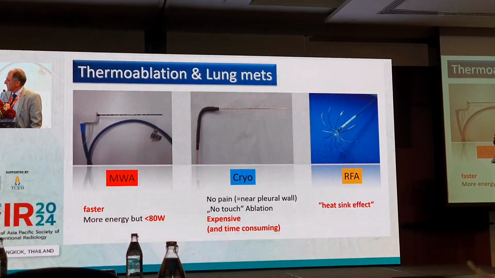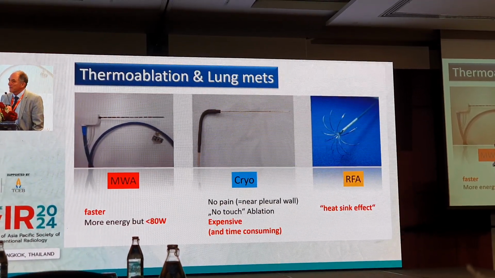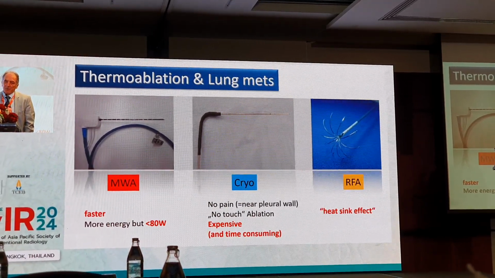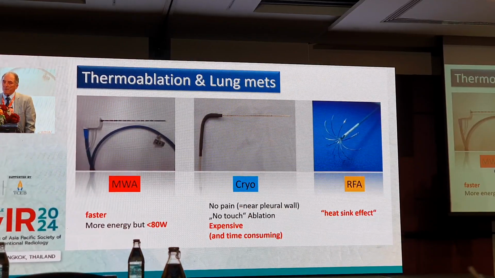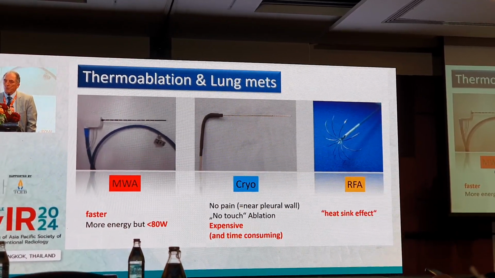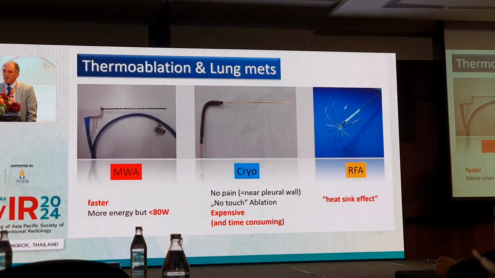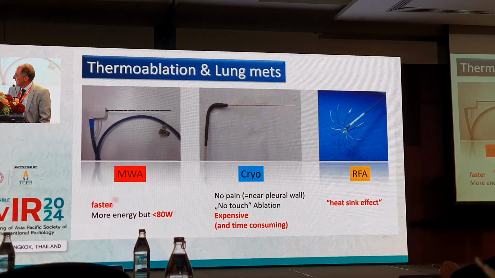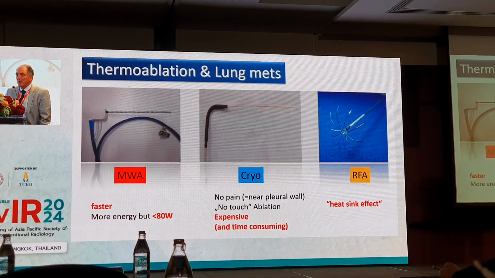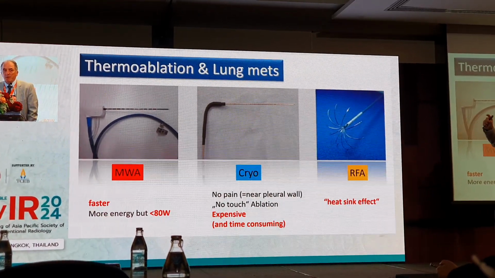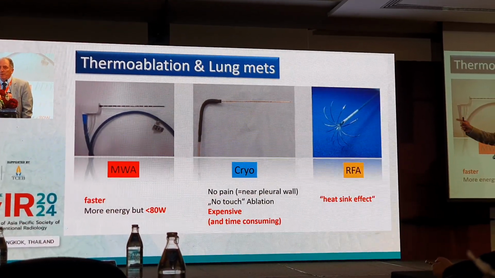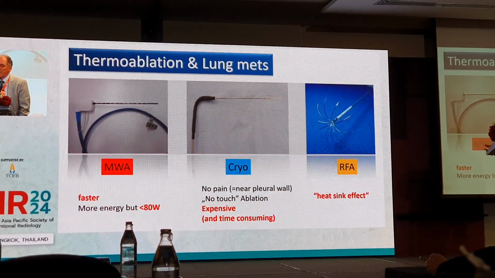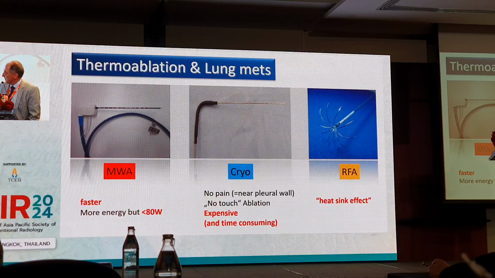You have generators that can apply up to 150 watts, but my first recommendation for lung ablation is do not use, please, all the power of your device. I would recommend to stay close to 80 watts or less than 80 watts. Prefer to take time with microwave ablation. Ablation will be faster than with RF or cryo. Take 2 or 3 minutes more, but don't go over 80 watts.